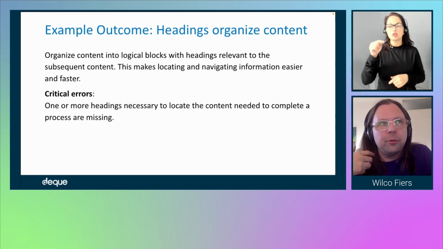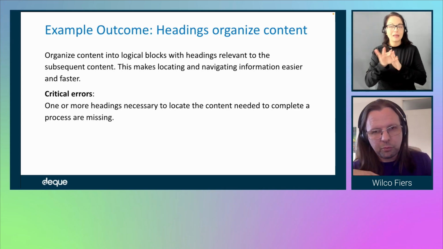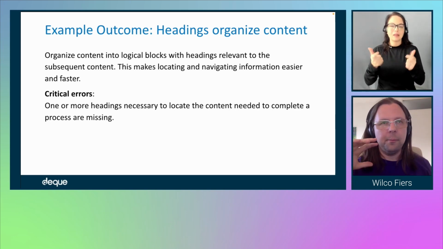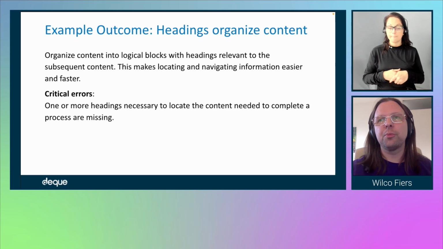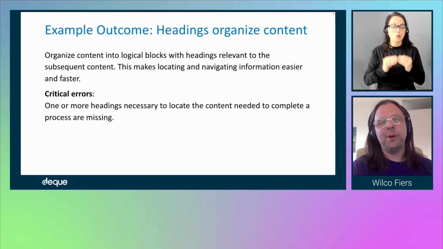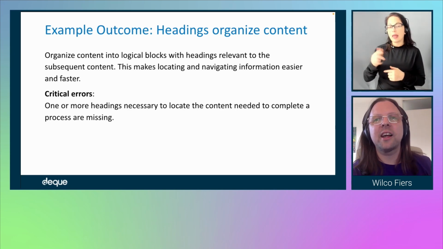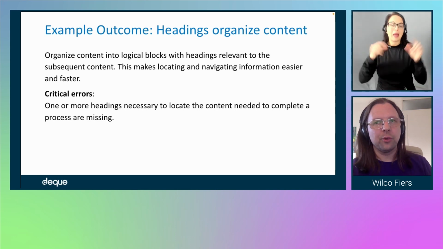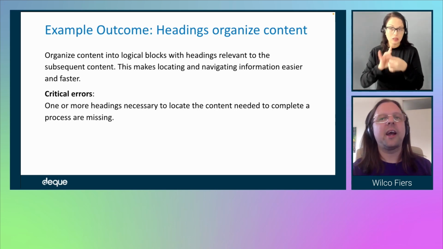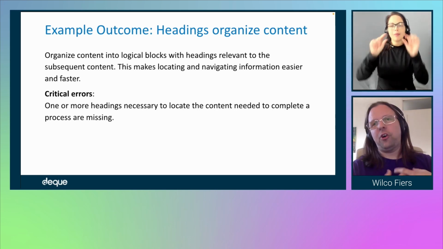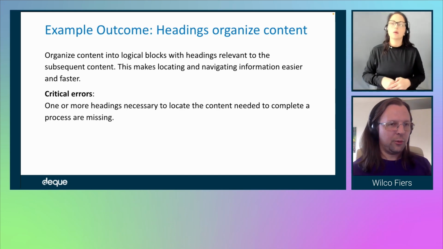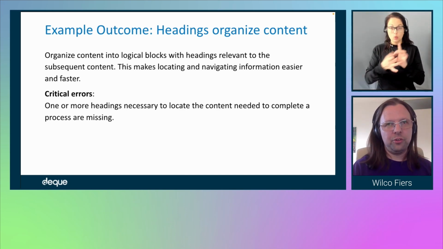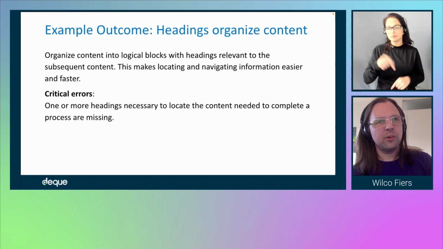This makes locating and navigating information easier and faster. In one sense, this outcome is more specific than WCAG 2. If you think back to WCAG 2, what it has in headings, it has the info and relationships, which kind of bundles the heading requirement with tons of other things that are related to relationships. This pulls it out, puts it into its own thing.